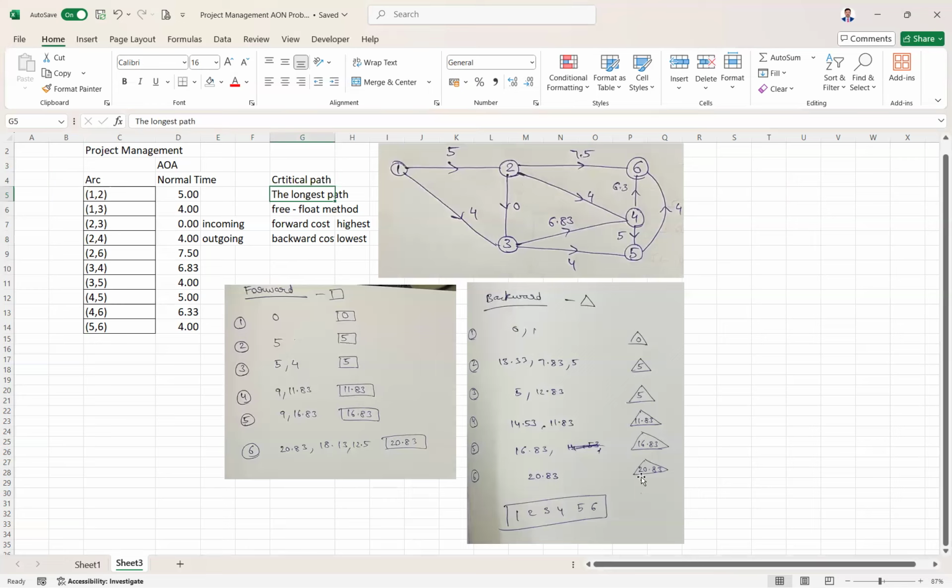In the next video, we'll see the activity on the node and also the PERT analysis.